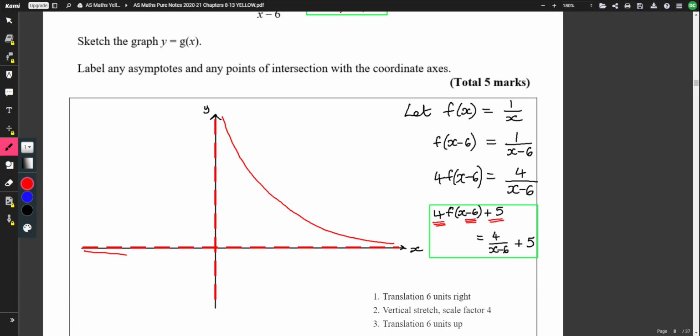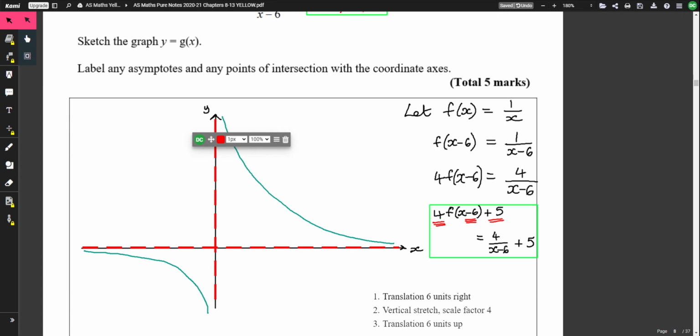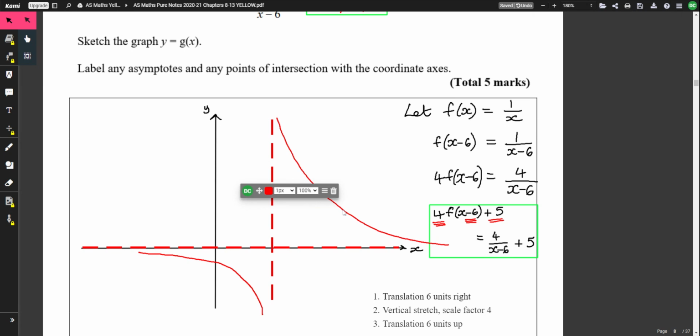So please be aware, I'm drawing the original graph here, and then I'm going to move it. This is not the final answer. So that's f of x equals 1 over x drawn. Now I'm going to translate that 6 units to the right. So the whole graph, not just the curves, but the asymptotes as well, they move 6 units to the right. So asymptote 6 units to the right, and then the rest of the graph 6 units to the right. The horizontal asymptote won't look like it's moved. If you move a horizontal line to the right, it's still horizontal.